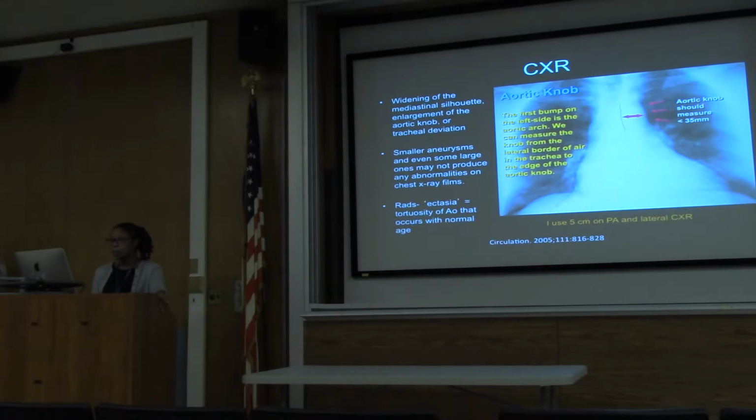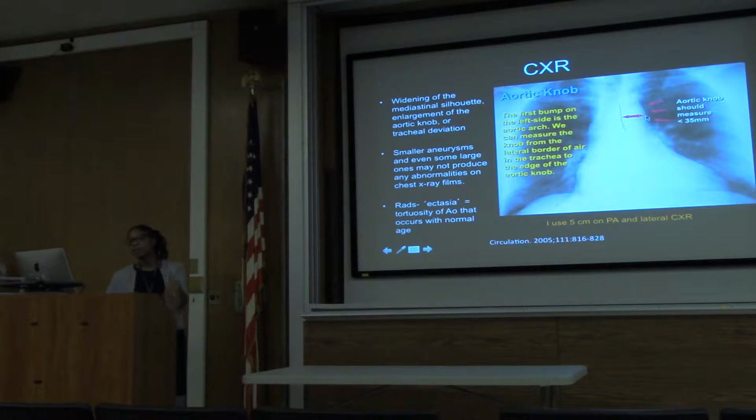Just to review the chest anatomy a little on radiographs, the first bump on the mediastinum on the left side is the aortic arch, and this should be less than 35 millimeters, measuring from the lateral aspect of the trachea to the aortic knob. Anything greater than that, you should consider that there could be some vascular pathology going on. The other thing to look at is the density.